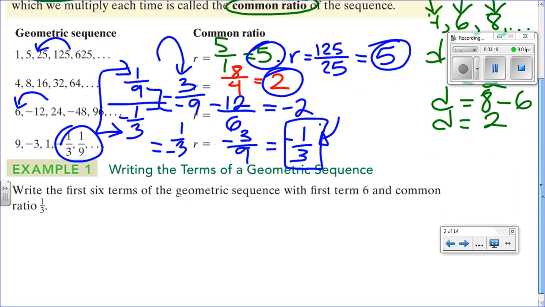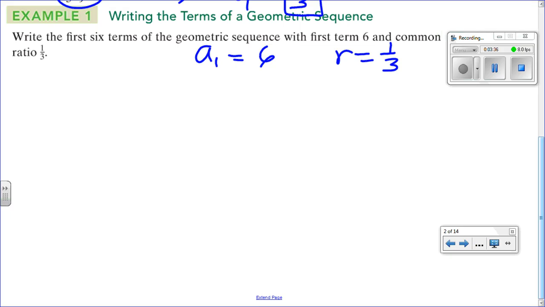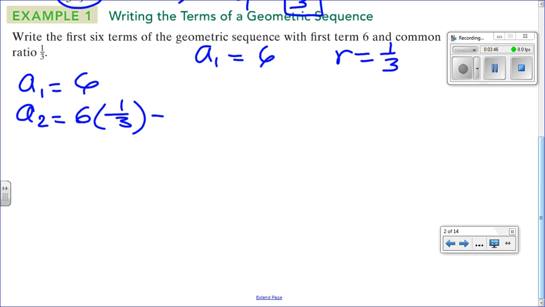Now, example 1: write the first terms of the geometric sequence with the first term a sub 1 equal to 6, and the common ratio is 1/3. Well, we're going to get to a formula in a minute, so right now we're going to do one by one. So you start with 6, the next one will be 6 times 1/3. So that will be 6/3, which is 2.